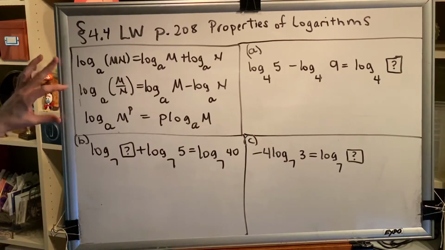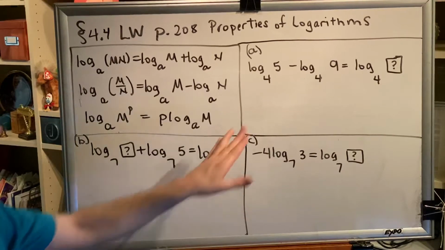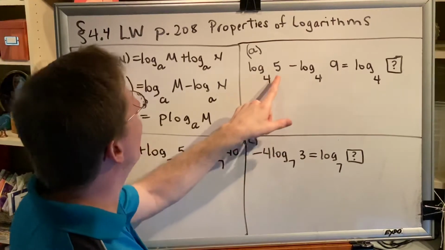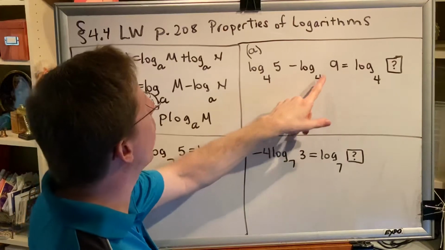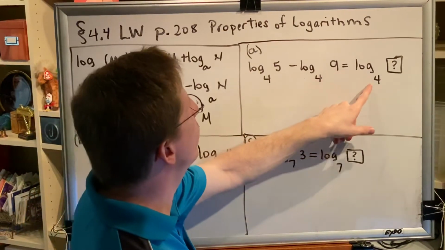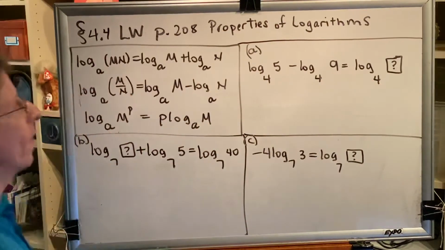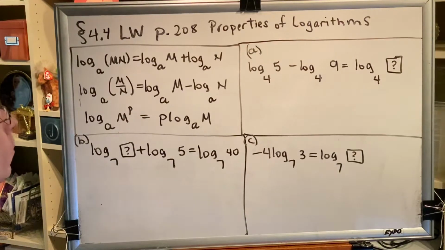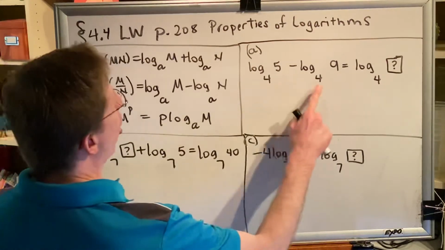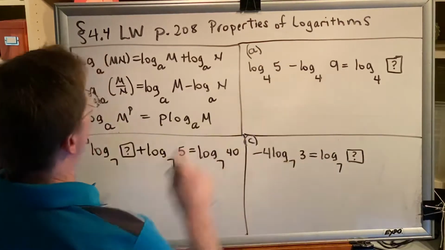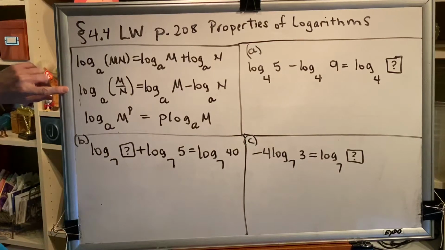Okay, we will now use these three tools to solve problems. Here's the first one. Log base 4 of 5 minus log base 4 of 9 equals log base 4 of blank. And we have to fill in the blank. Okay, so the first thing I notice is I have two logs being subtracted and they have the same base. So that means if I want, I can use this rule, the quotient rule.